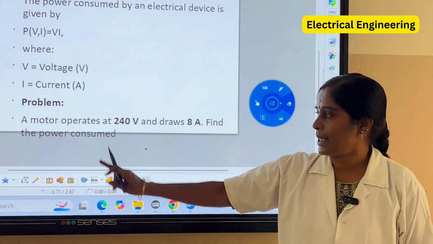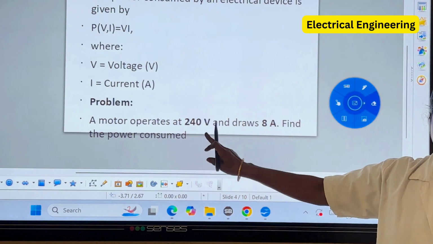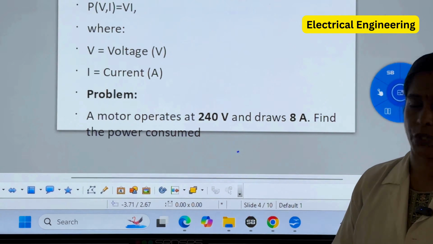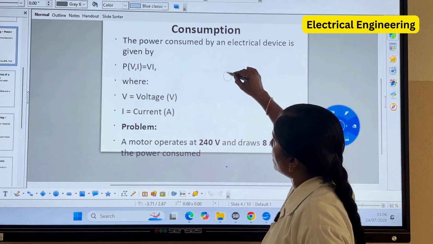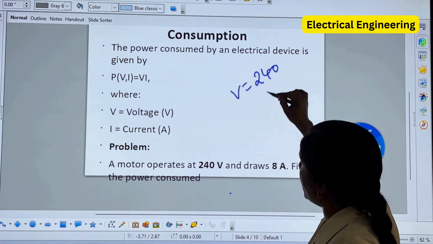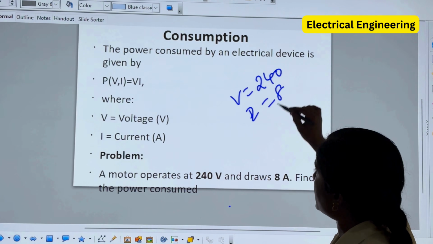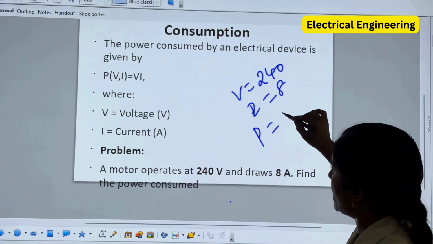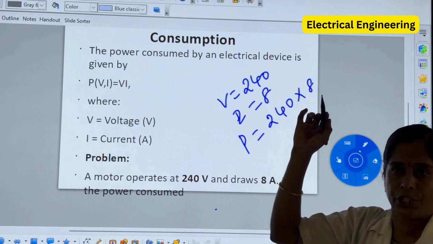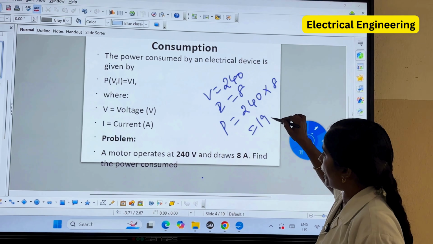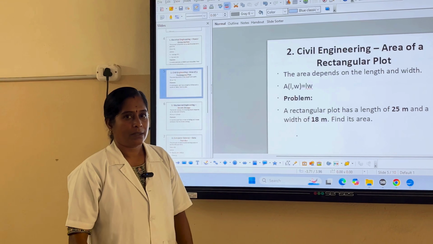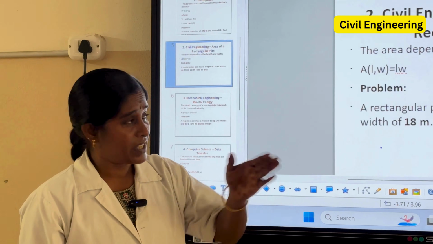Now the problem is, a motor operates at 240 volts and draws 8 amperes. Find the power consumed. We are taking V equal to 240 and I equal to 8. We just substitute these values here: 240 volts into current, 240 into 8. So we get the value 1920.